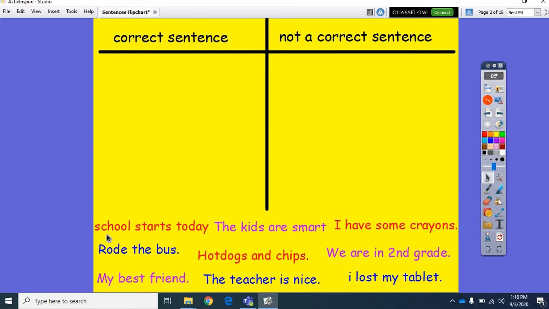Alright, let's look at this first one. It says school starts today. So I'm going to drag it over here where we can see it. Well, we'll leave it right here. This one right here, school starts today. Is that a correct sentence or not a correct sentence? I want you to think about it for just a second. Okay, where am I going to put it? Good. I hope we're going to put it in the not a correct sentence. Think about why. Why is this not a correct sentence?